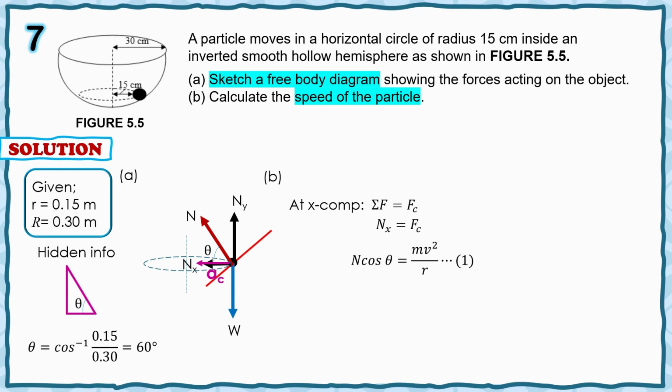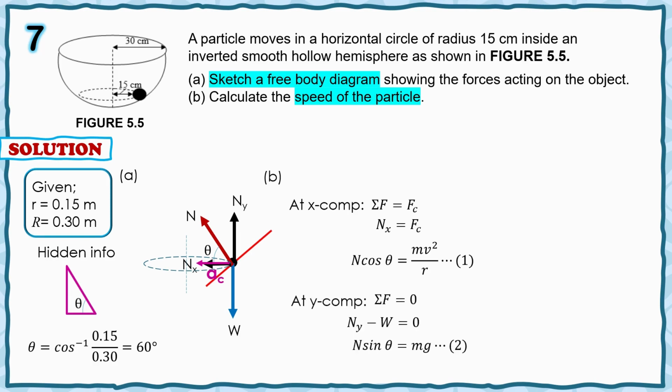And first, because we want to calculate the speed of the particle, take a look at the x component. The concept that relates to the x component for the horizontal circular path is that total force exerted is equal to centripetal force. Do take note that centripetal force is net force. And if you refer to the diagram, the force at the x component is only Nx. So you will get the equation N cos theta is equal to mv squared over r. This is our first equation. You cannot get the v directly from this equation because you need to know the value of mass, and the normal force is not given.